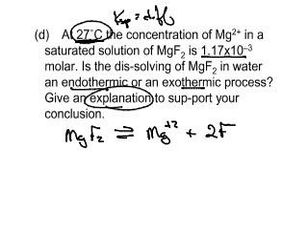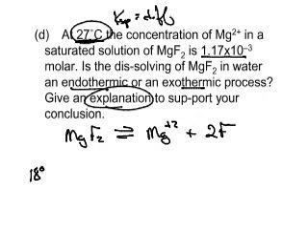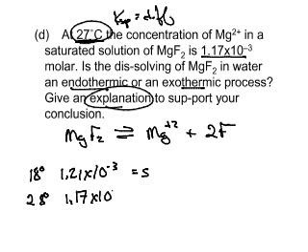We want to ask this question. Now, at 18 degrees Celsius, we have to go back to part A. At 18 degrees, this S was 1.21 times 10 to the minus third. At 28 degrees, it's 1.17 times 10 to the minus third. That's the molar solubility. So when you increase the temperature, 1.17 is smaller than 1.21, right? So this is smaller. So at higher temperatures, it becomes less soluble.